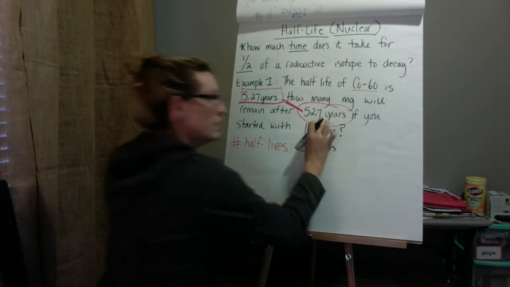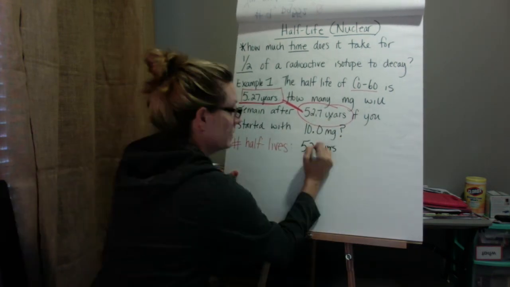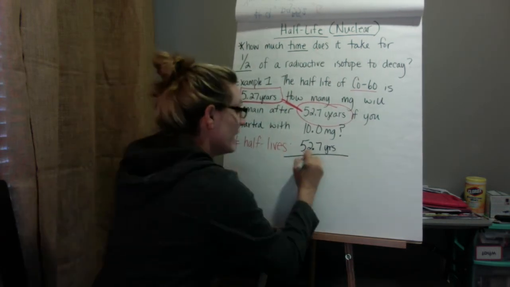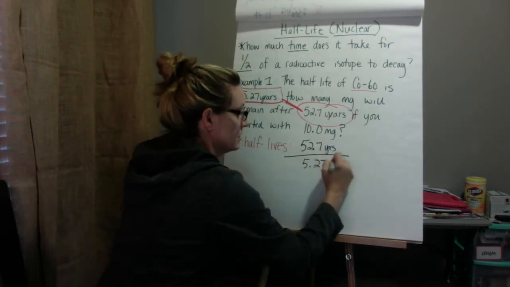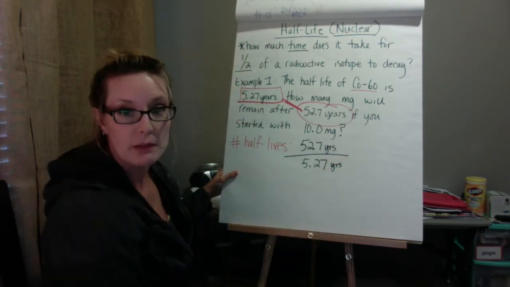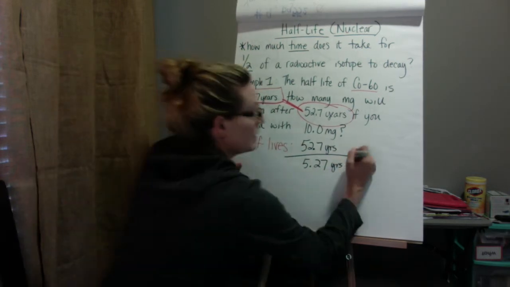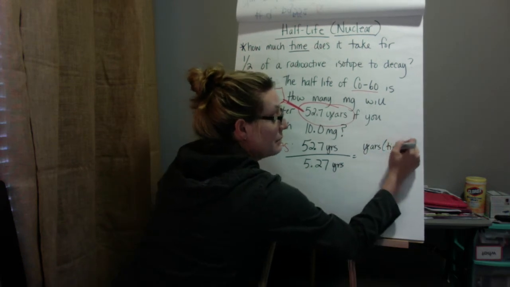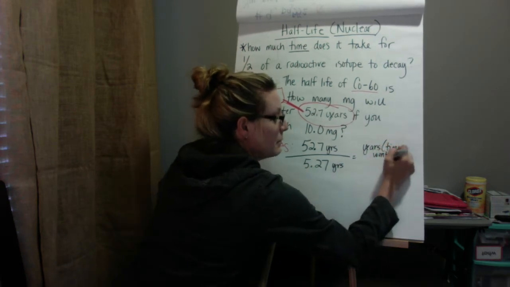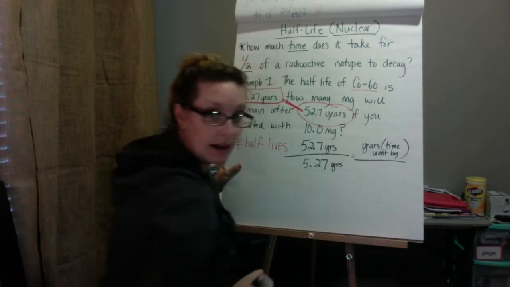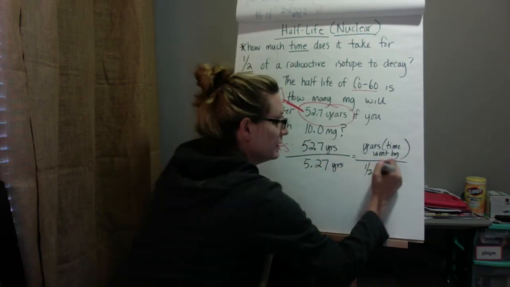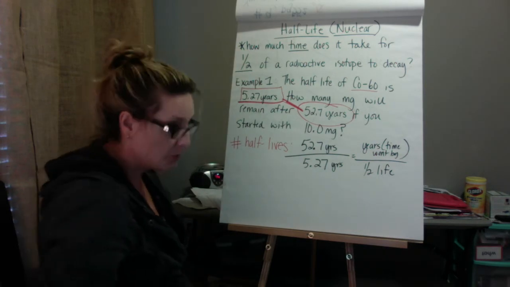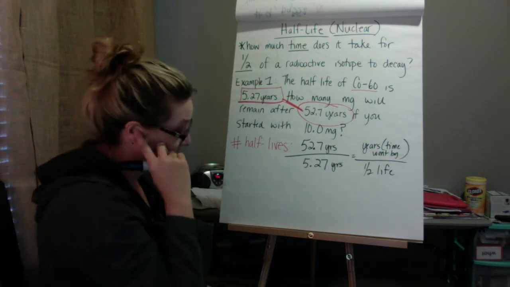52.7 years have gone by, right? Let me put a bigger decimal. But every 5.27 years, the sample would decay by half. So this is going to be the time that's gone by, divided by the actual half-life that's given to you. Okay? So 52.7 divided by 5.27, what's that, 10?